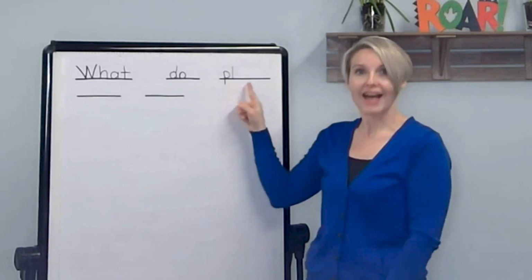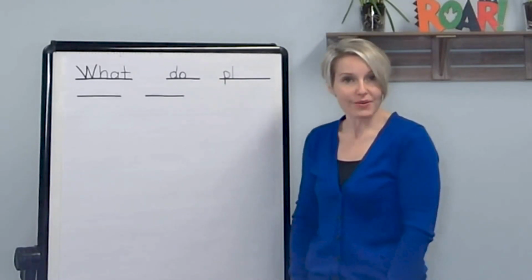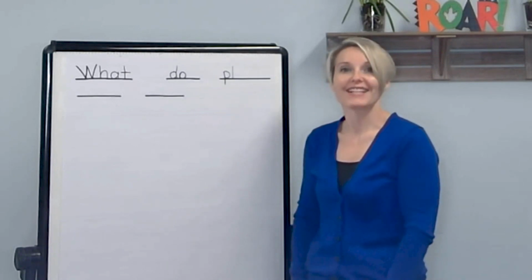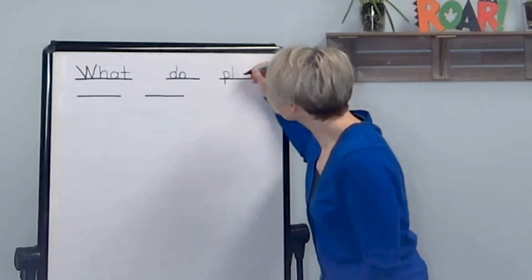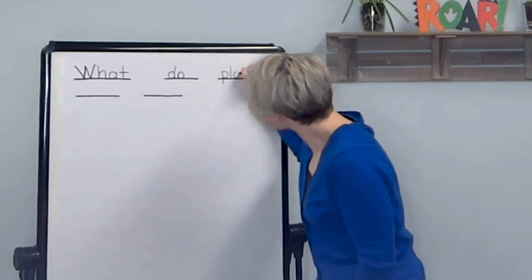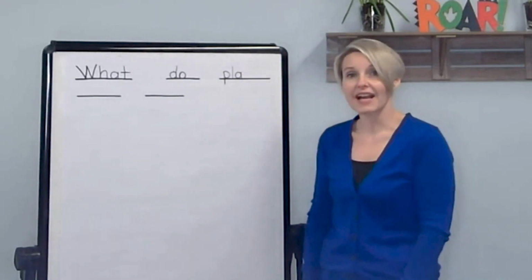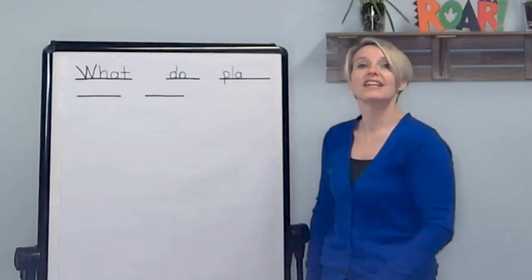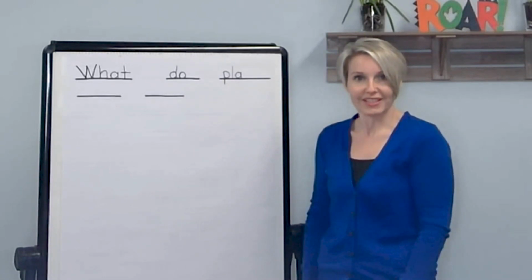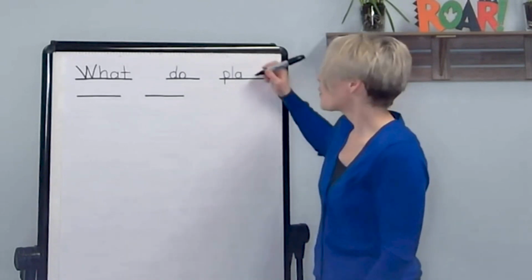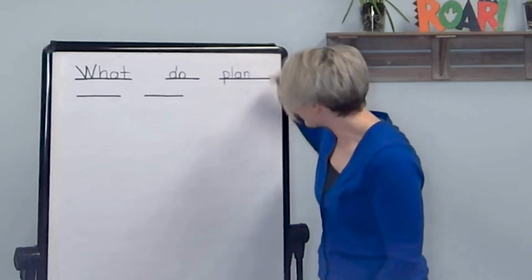Pl, ah. Ah is the next sound. Do you know what vowel makes the ah sound? A. A says ah. Let's write a lowercase a. Around like a C. Close it up and line down. There's my A. The next sound we hear in pl-ah is n. N is the next sound. What letter makes the n sound? N. You're right. Watch me make an N. Little line down, up, and around.